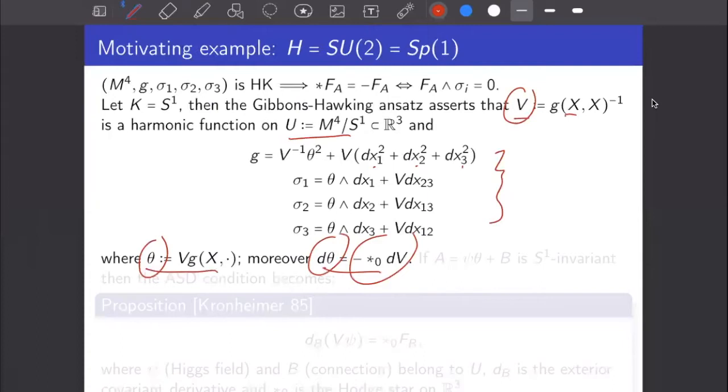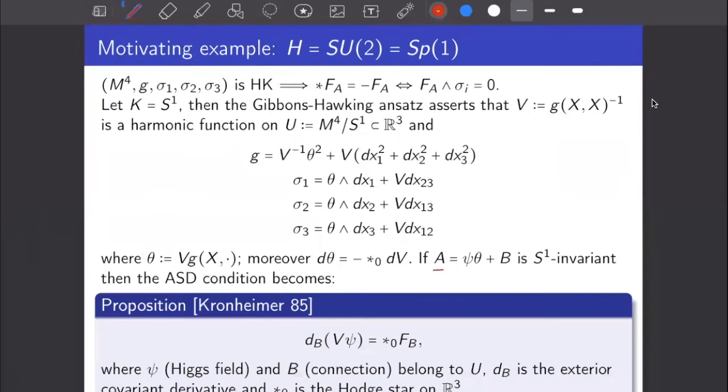In fact, the Gibbons-Hawking ansatz asserts that given a positive harmonic function on an open set in R3, one can define, by these expressions, a hyperkähler metric. Now, we are interested in instantons on these spaces. So let's consider a connection form A on our hyperkähler 4 manifold, and we can express it in the following form. Theta here is a connection form as before. Psi is a Higgs field, a section of the endomorphism bundle associated to the gauge group we're interested in. And B is a connection form that is S1 invariant, so it descends to a connection form on R3.